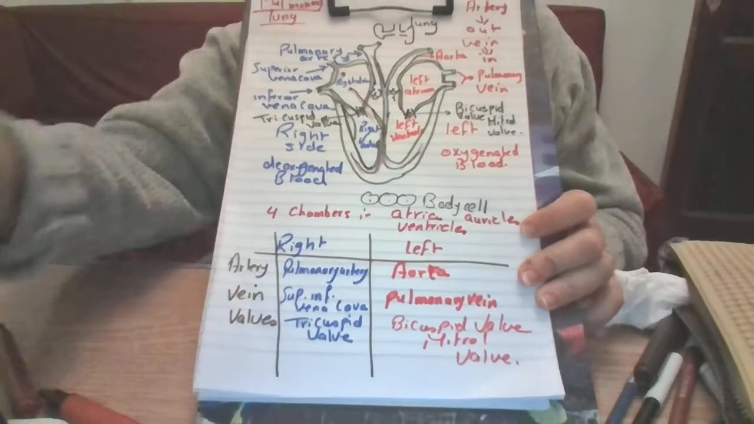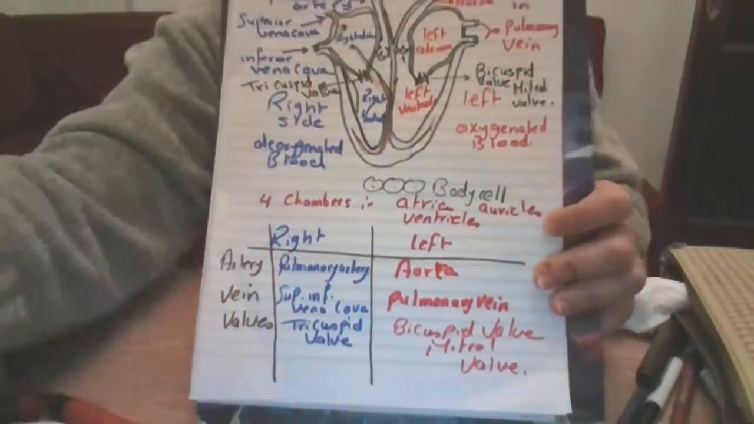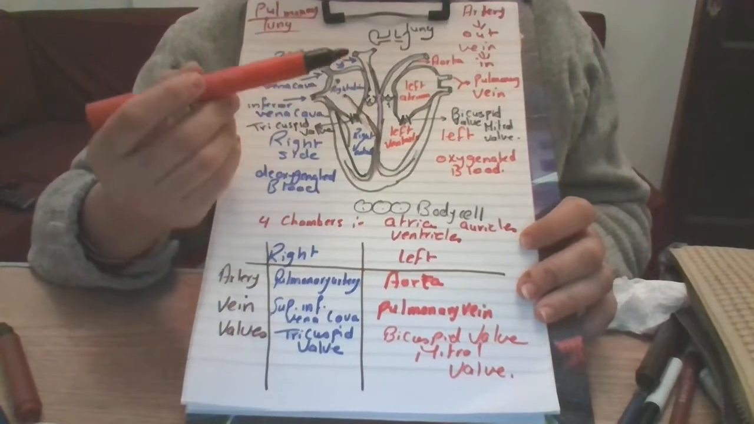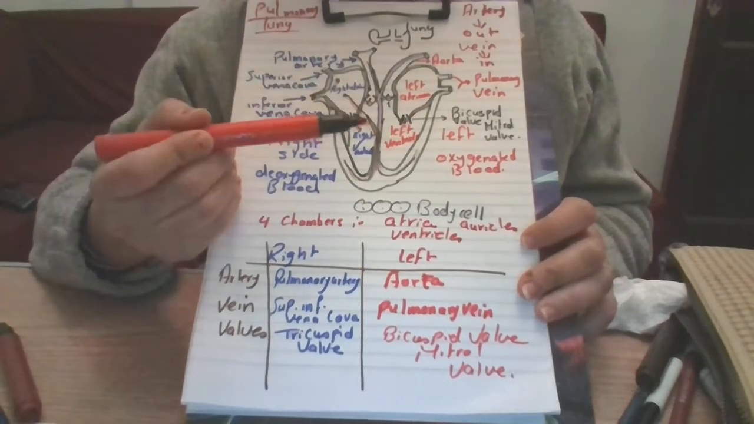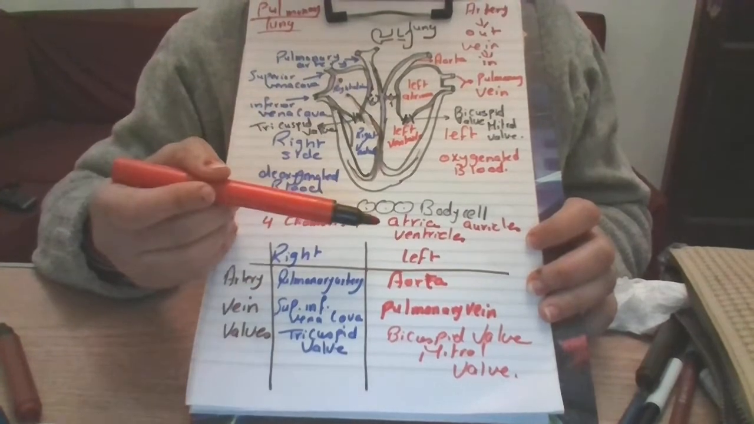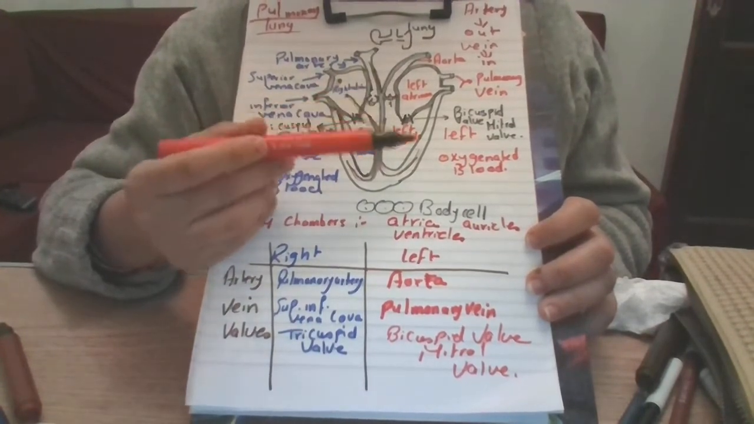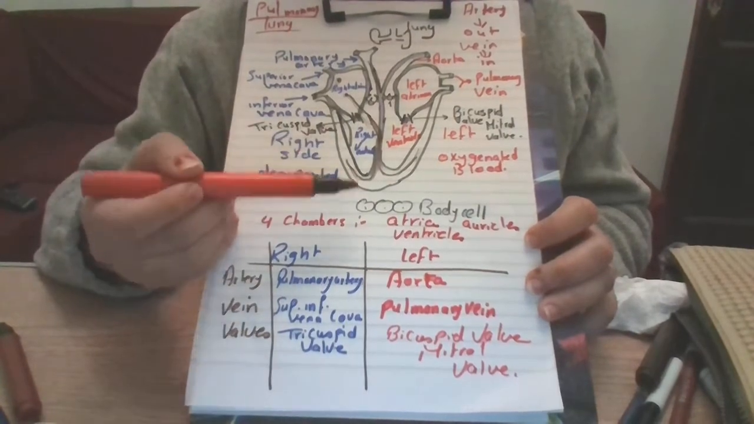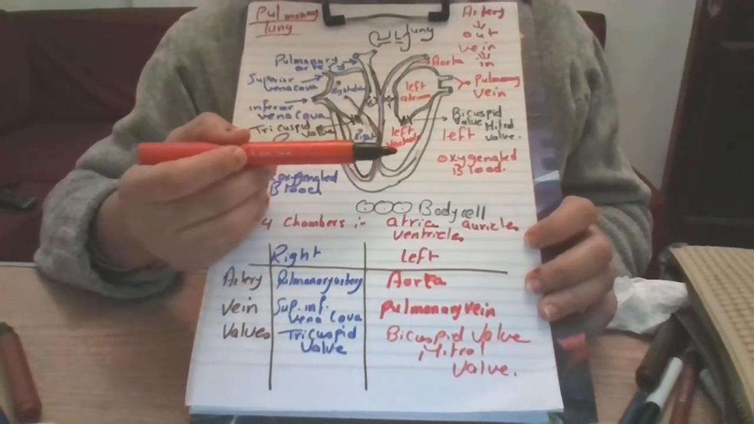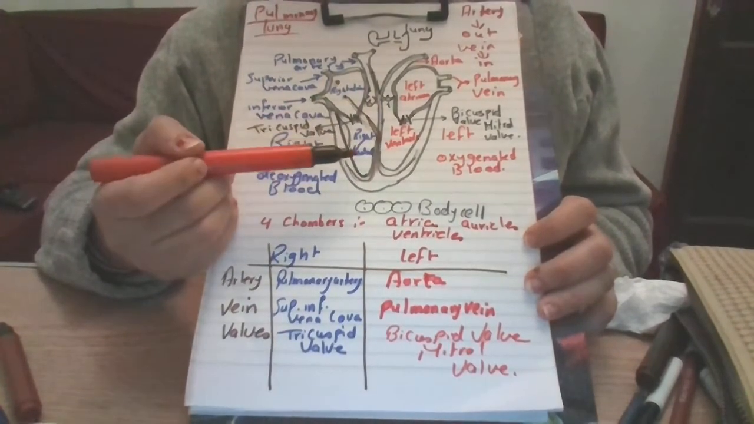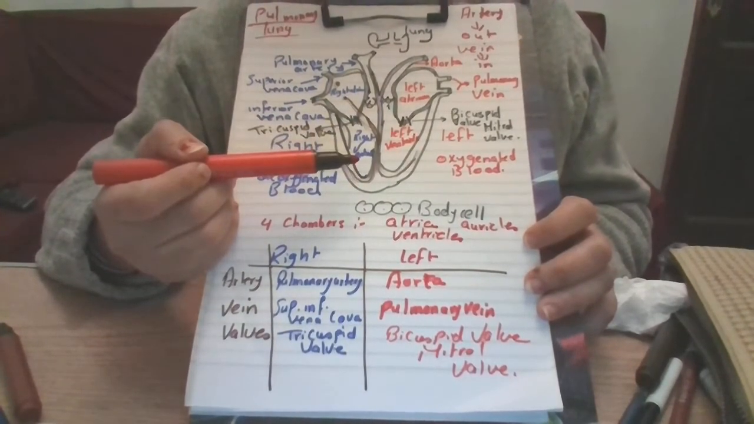Here we have a senior 2. This is the heart. In this video I am going to explain the parts of the heart. We will divide the heart into two parts: the left side, which has the oxygenated blood, and the right side, which has the deoxygenated blood. The oxygenated blood is the blood rich in oxygen. The deoxygenated blood is the blood which is rich in carbon dioxide.